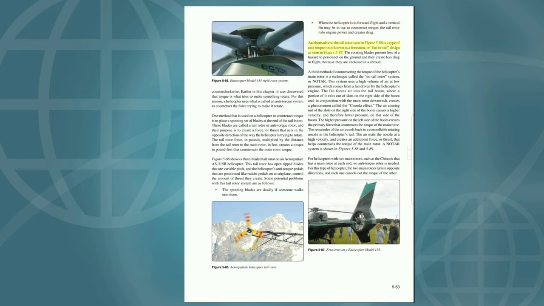An alternative to the tail rotor seen in Figure 5-86 is a type of anti-torque rotor known as a fenestron, or fan-in-tail, design as seen in Figure 5-87. The rotating blades present less of a hazard to personnel on the ground, and they create less drag in flight, because they are enclosed in a shroud. A third method of counteracting the torque of the helicopter's main rotor is a technique called the no-tail-rotor system, or NOTAR.